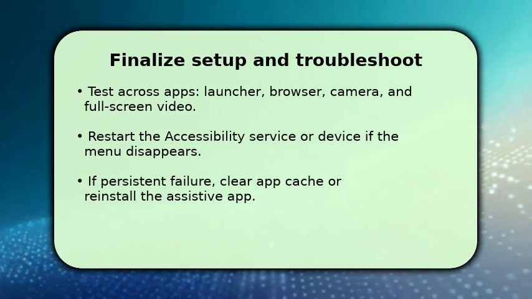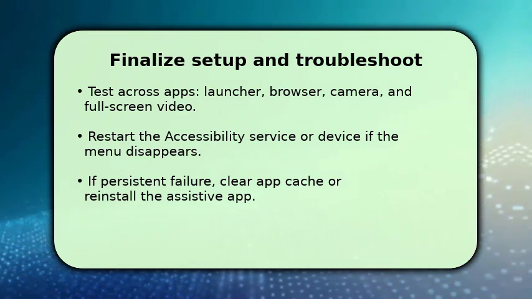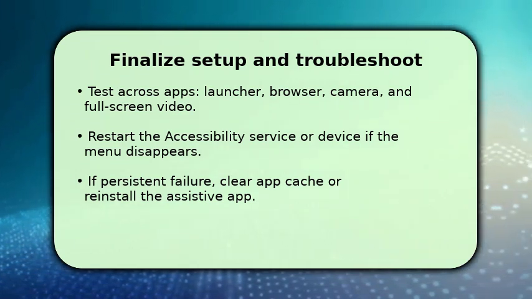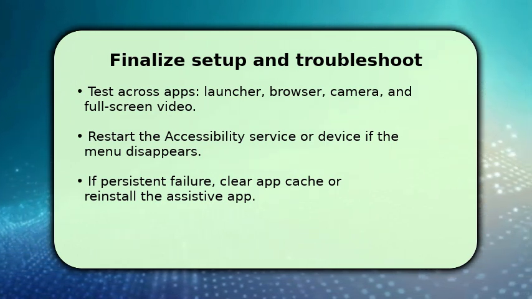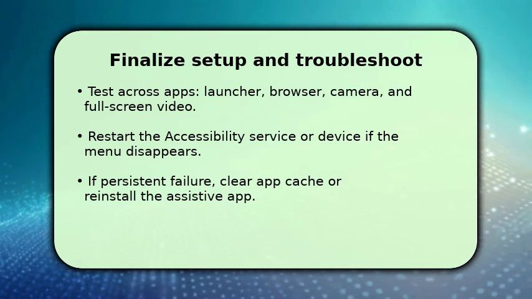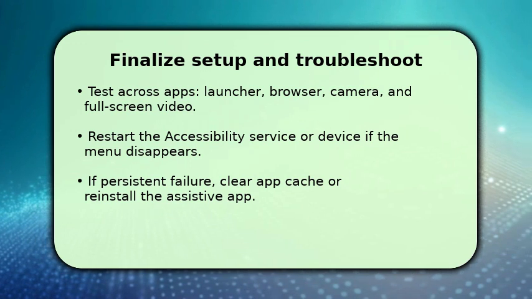Open the launcher, a browser, camera, and a full-screen video to ensure the button appears and each action works. If the overlay disappears or is unresponsive, restart the accessibility service or simply reboot the phone. That often clears permission hiccups.